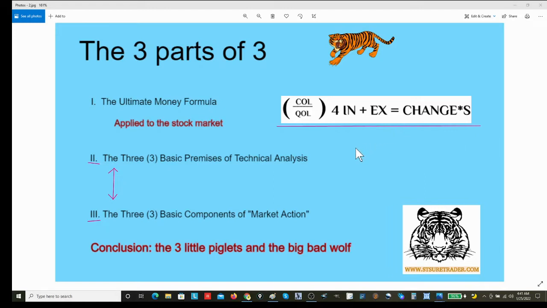Now, this time, we are going to apply it to the stock market, otherwise known as the shares market in other countries. The first time we looked at the ultimate money formula, we applied it only to individuals. This time, we're going to apply it to a company in the stock market. After we have broken down the ultimate money formula into its three parts, we then take up the three basic premises and the three components of market action, which contribute to the three basic premises.